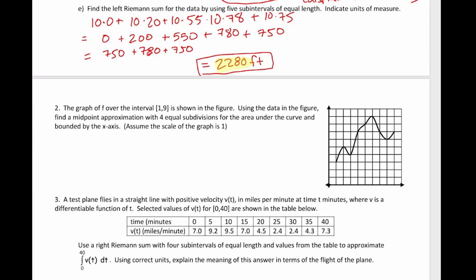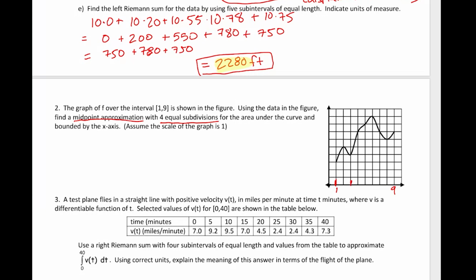Using the data in the figure, find the midpoint approximation with 4 equal subdivisions for the area under the curve and bounded by the x-axis. Okay, so here's 1, and let me count to 9, which I assume is the end, but just to make sure, 1, 2, 3, 4, 5, 6, 7, 8, 9. Now the distance between 1 and 9 is 8. So if we're going to divide this into 4 equal subdivisions, then each partition needs to be 2 units long.